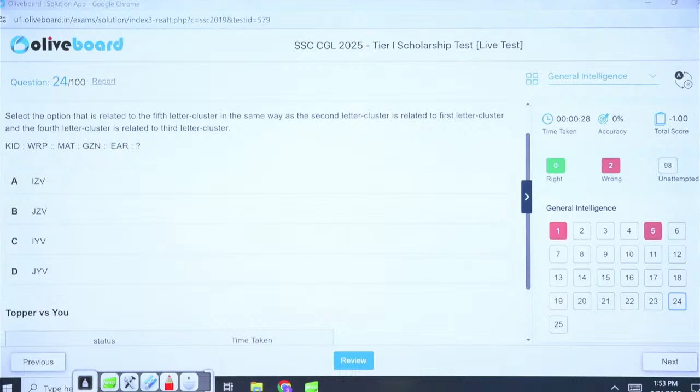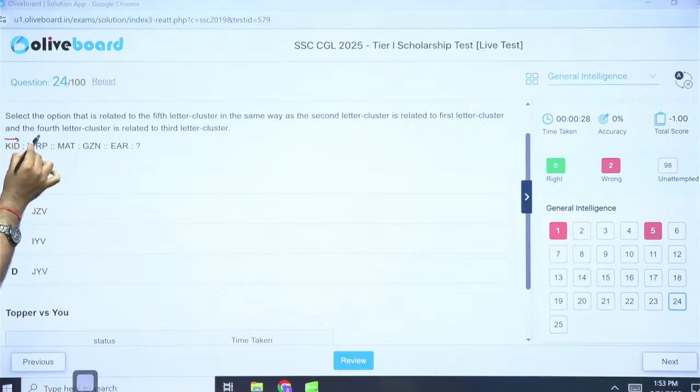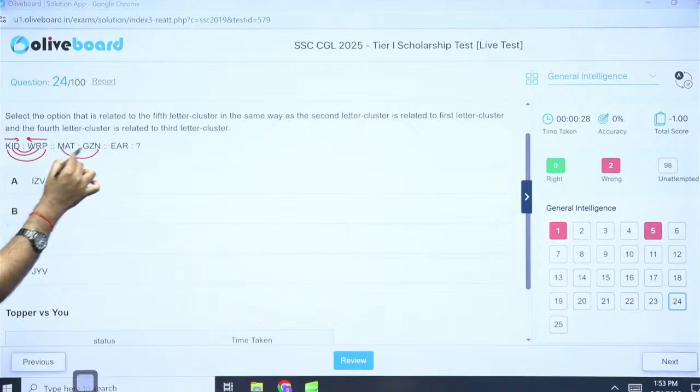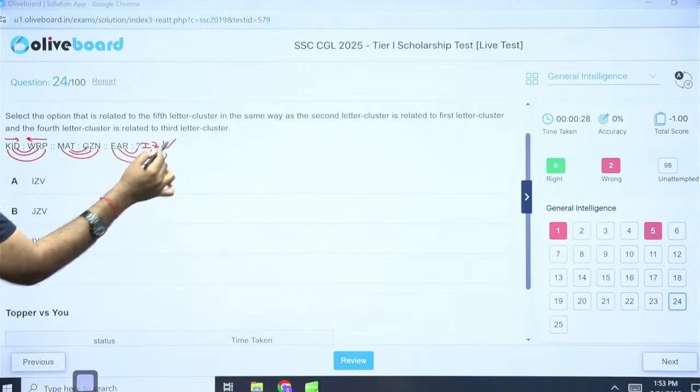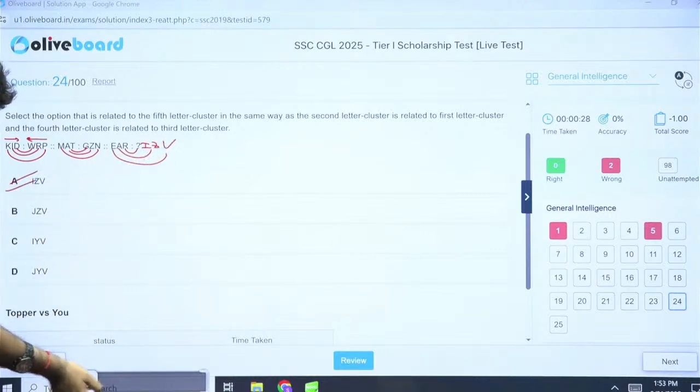KID WRP MAT GZN year. What is happening here? Oh yeah, easy. So we are going in this direction. Now we are coming in this direction. Opposite, opposite, opposite. So we'll start with R. So we'll start with I, then Z, and then V. I, Z, V. Option A is the correct answer.